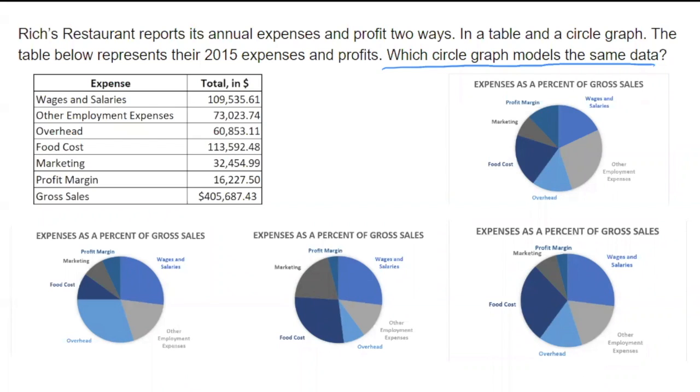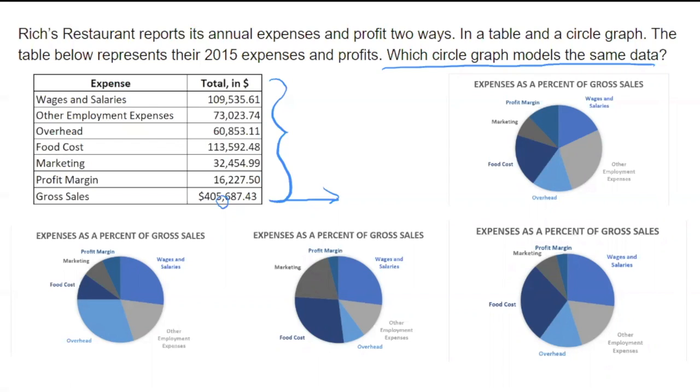What are you looking at? Are you looking at the table first or the graphs? I was looking at the table. Cool. Which numbers are standing out to you as the highest and the lowest that you want to pinpoint on? Gross sales. Does anybody know what gross sales means? That's why I can't find it in the circles. So what's the name of this one?